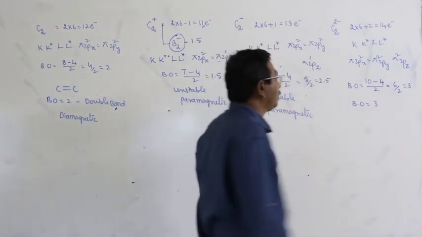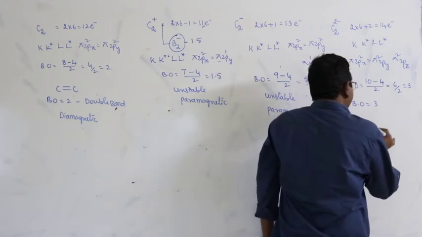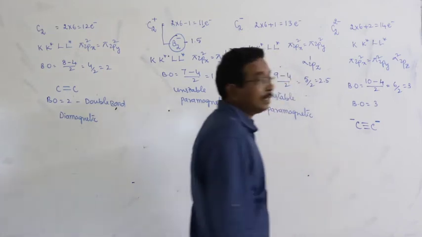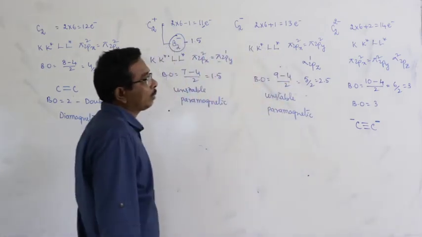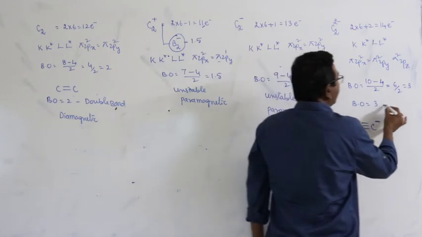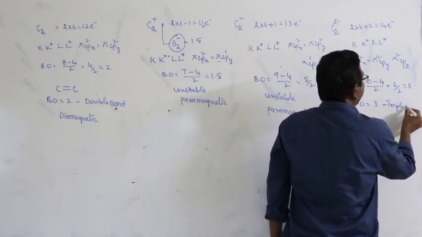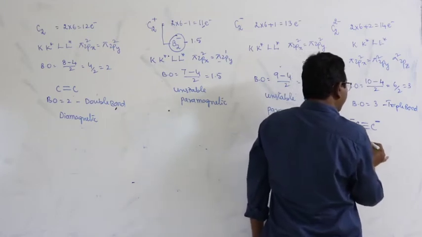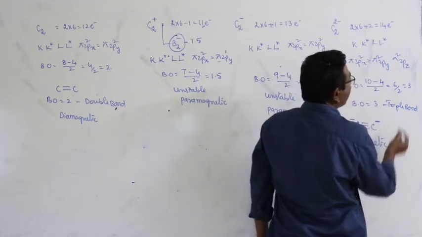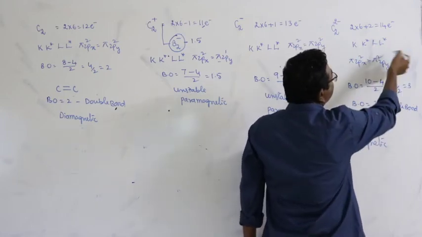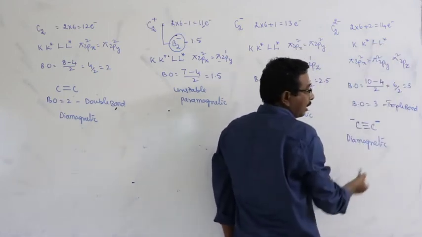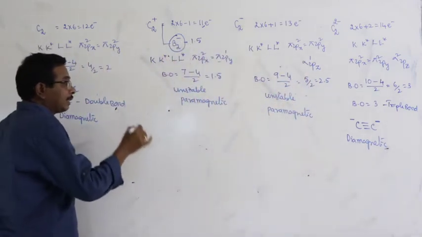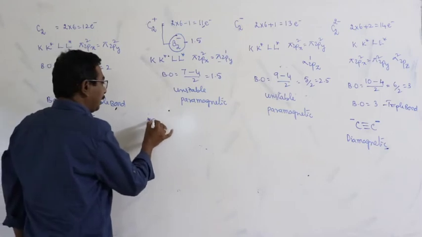Bond order is equal to 3 means there is a triple bond between the two carbon atoms. Here bond order is equal to 3 means triple bond. What about the nature of the species? Diamagnetic. How can you say diamagnetic nature? There is no unpaired electron present in either bonding or anti-bonding molecular orbitals. So, diamagnetic.